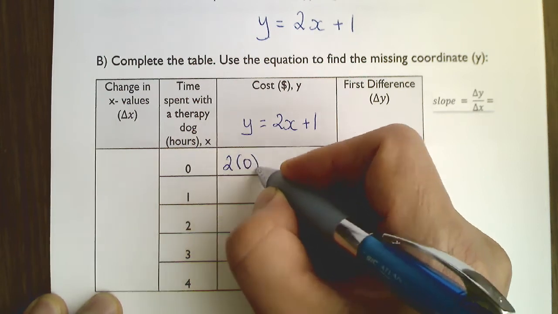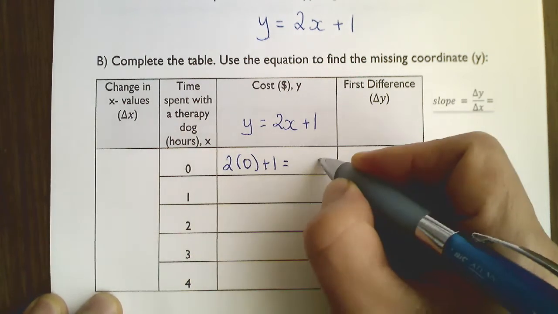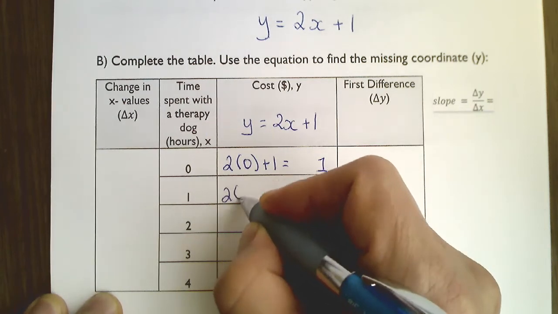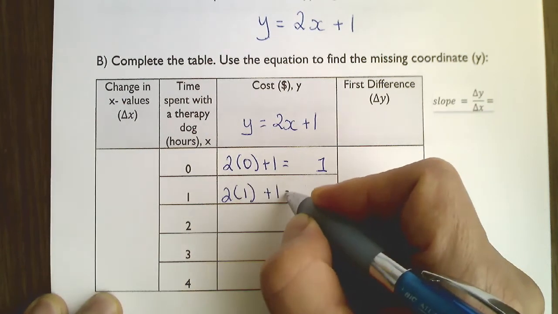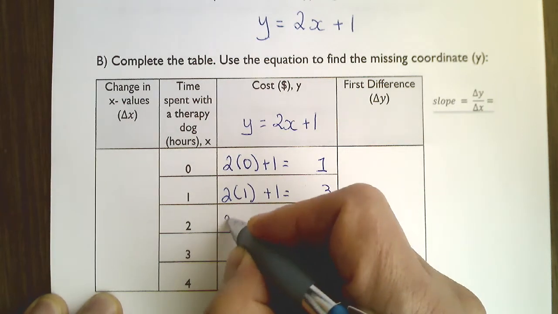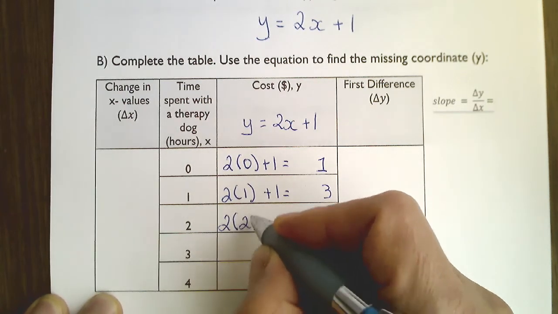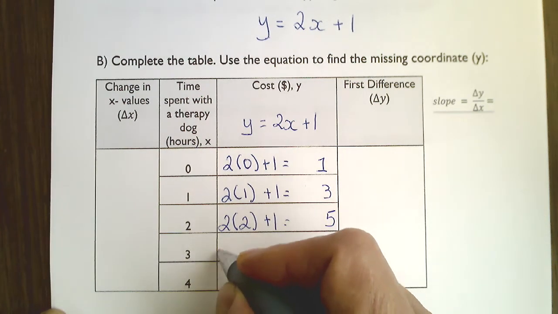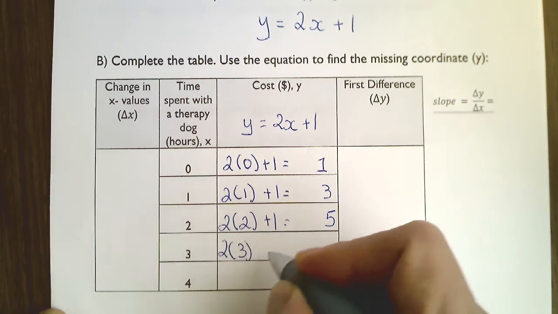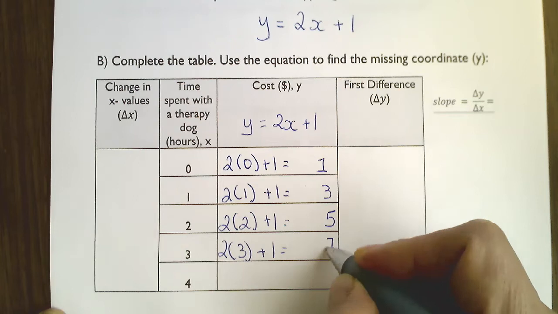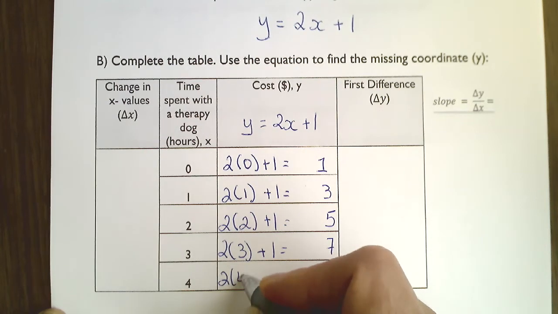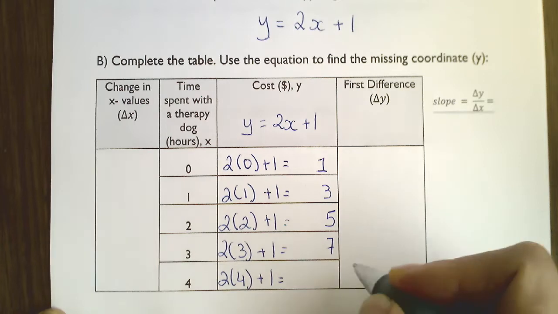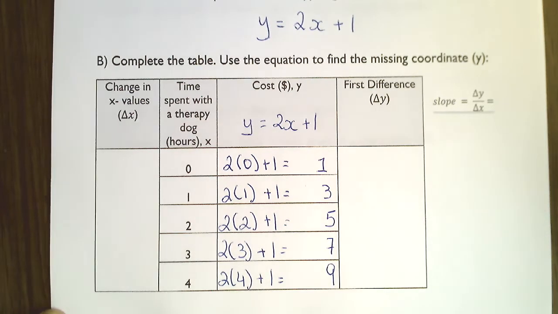2 times 0 plus 1 is going to give me 1. 2 times 1 plus 1 is going to give me 3. 2 times 2 plus 1 is going to give me 5. 2 times 3 plus 1 is 7. And 2 times 4 plus 1 is equal to 9. So I have calculated the y-coordinates of my points.